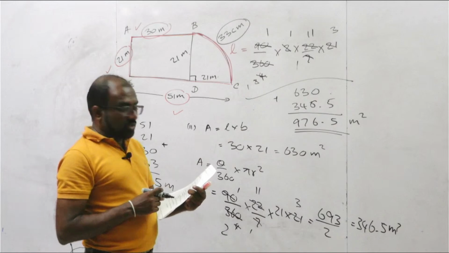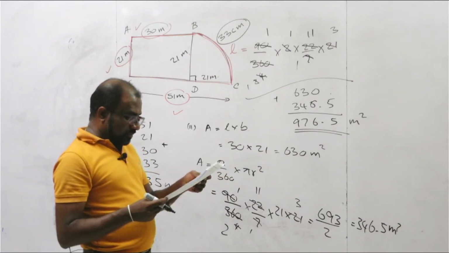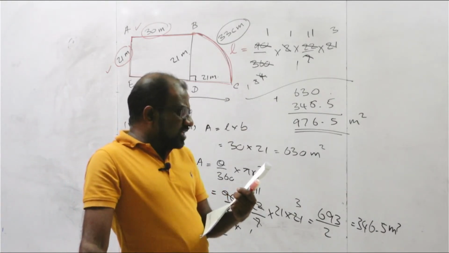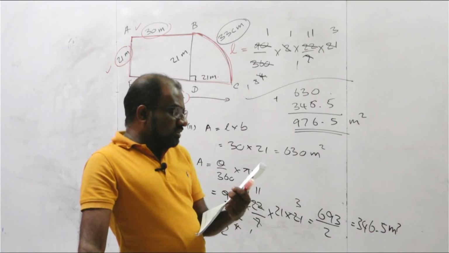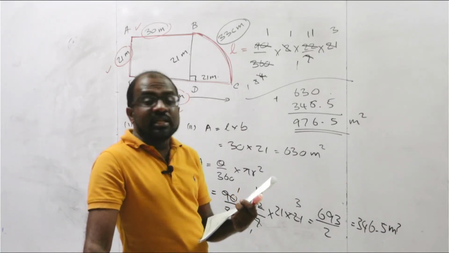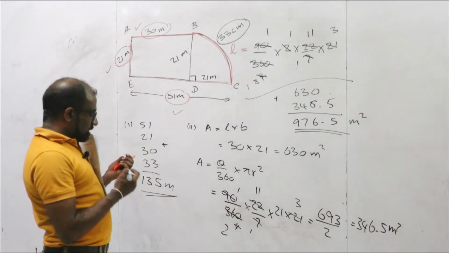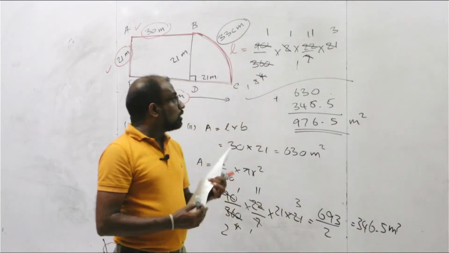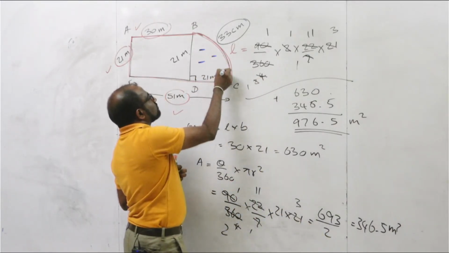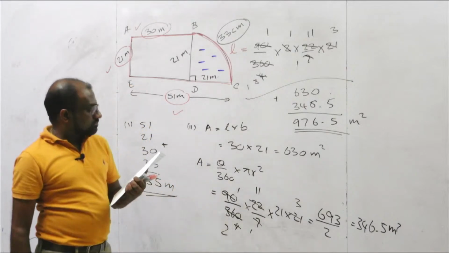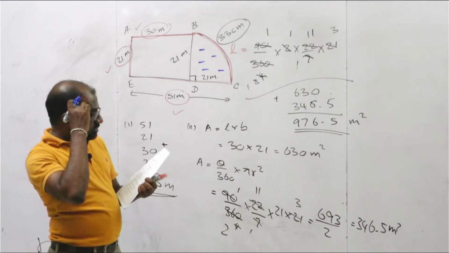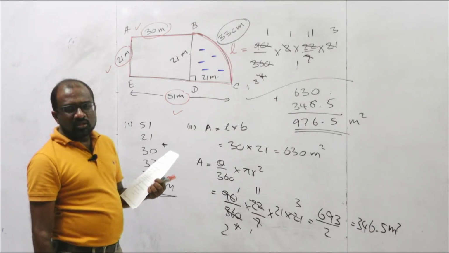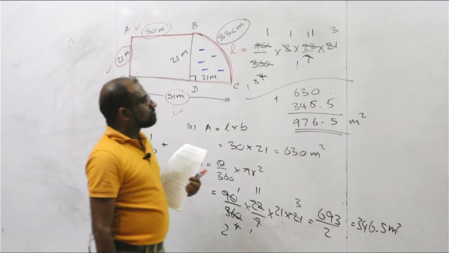There's a third part on the other page. If the depth of the pond is 2 meters, find the capacity of water in the tank in liters. The depth of the pond is 2 meters. What kind of pond is this? It's a quarter of a cylinder.